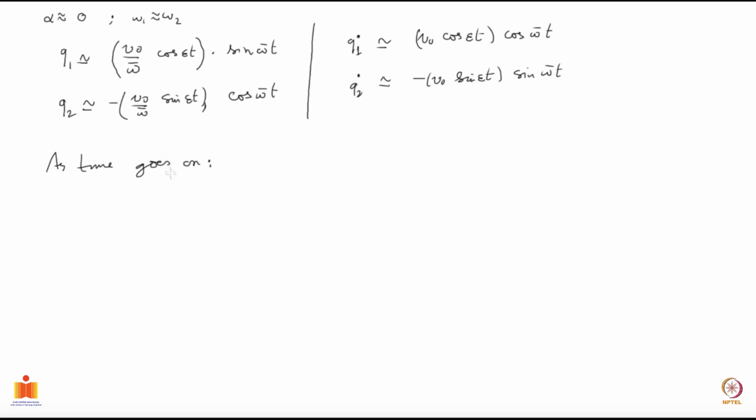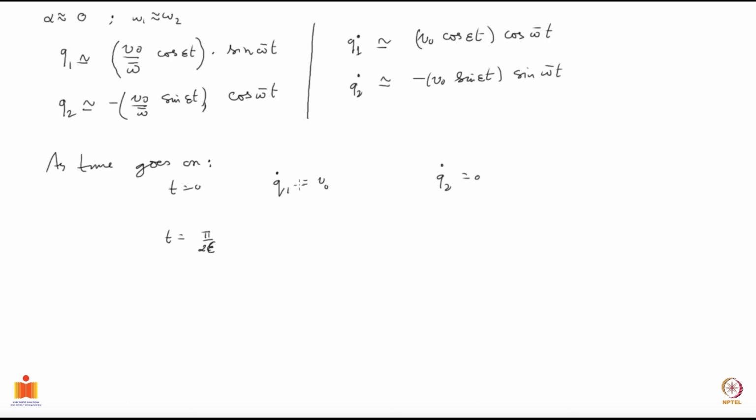Okay, so you can see that at t equal to 0, q1 dot is something, and q2 dot is 0. So the first pendulum is moving with the velocity v0, and the second one is stationary. And as time goes on and you move to time t equal to pi by 2 epsilon, I should use the same epsilon, then this will become cos of pi by 2.